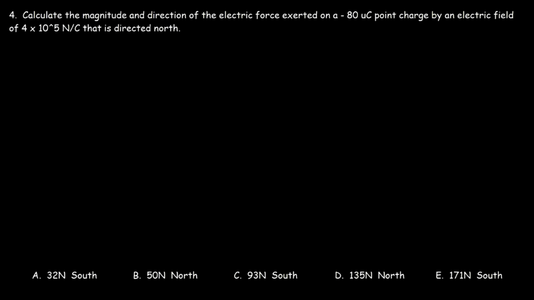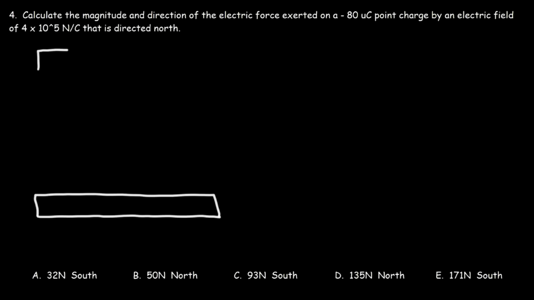Number 4. Calculate the magnitude and direction of the electric force exerted on a negative 80 microcoulomb point charge by an electric field of 4 times 10 to the 5 newtons per coulomb that is directed north. So let's draw a picture first. So let's say we have two charged metal plates.